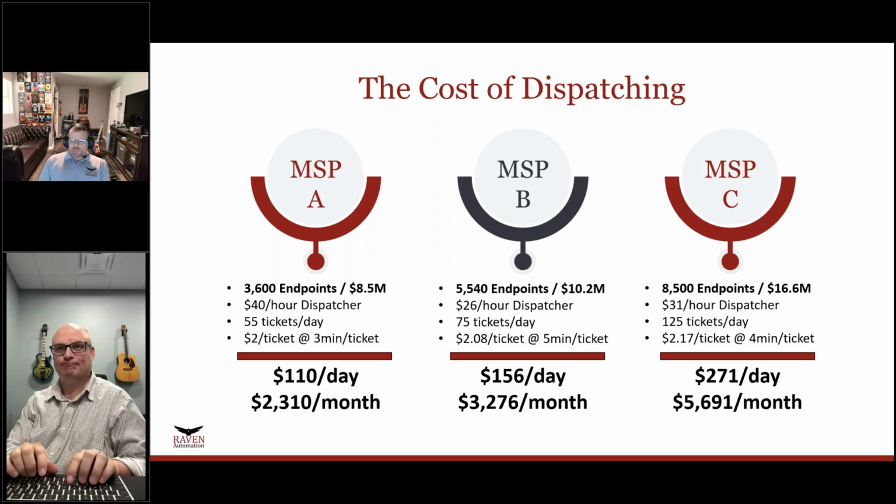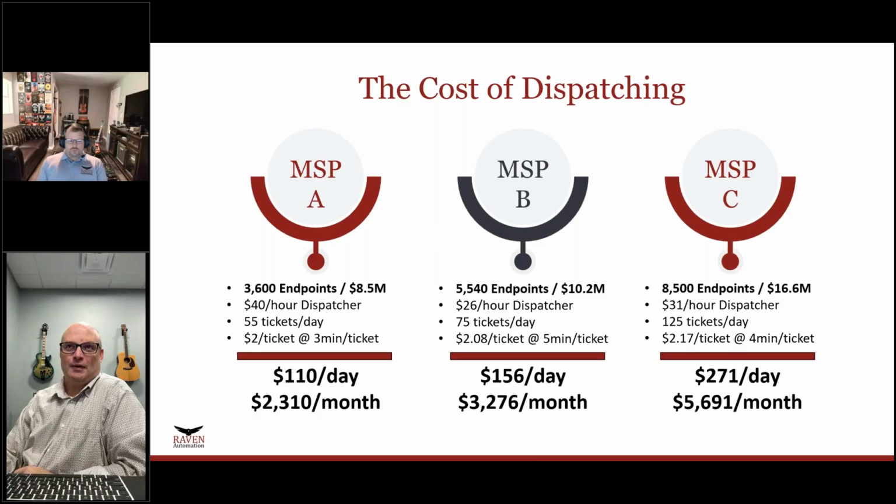Now, if you move to MSP B, which is a much larger MSP and is much larger than the average MSP, quite honestly, they have a centralized dispatcher. They're right in range at about $26 an hour for that centralized dispatcher. They estimate that it's about a 5-minute process to dispatch a ticket. So it's a little over $2 per ticket to dispatch that ticket. They're spending $3,200 a month to dispatch.